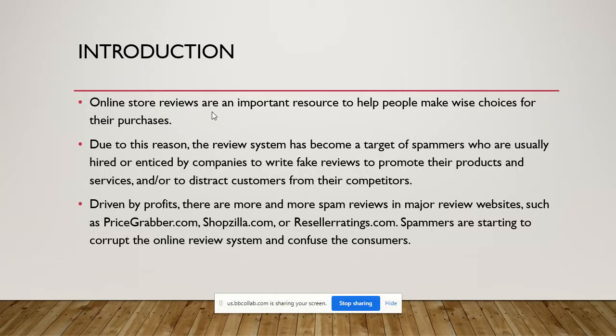So coming to the introduction of the paper, online store reviews are an important resource to help people make wise choices for their purchase. Due to this reason, the review system has become an easy target for spammers, who are hired by other companies to write fake reviews on their product and distract the customers from their competitors. Driven by profits, there are more and more spam reviews in major review websites such as PriceGrabber and others. Spammers are starting to corrupt the online review system and confuse the customers.